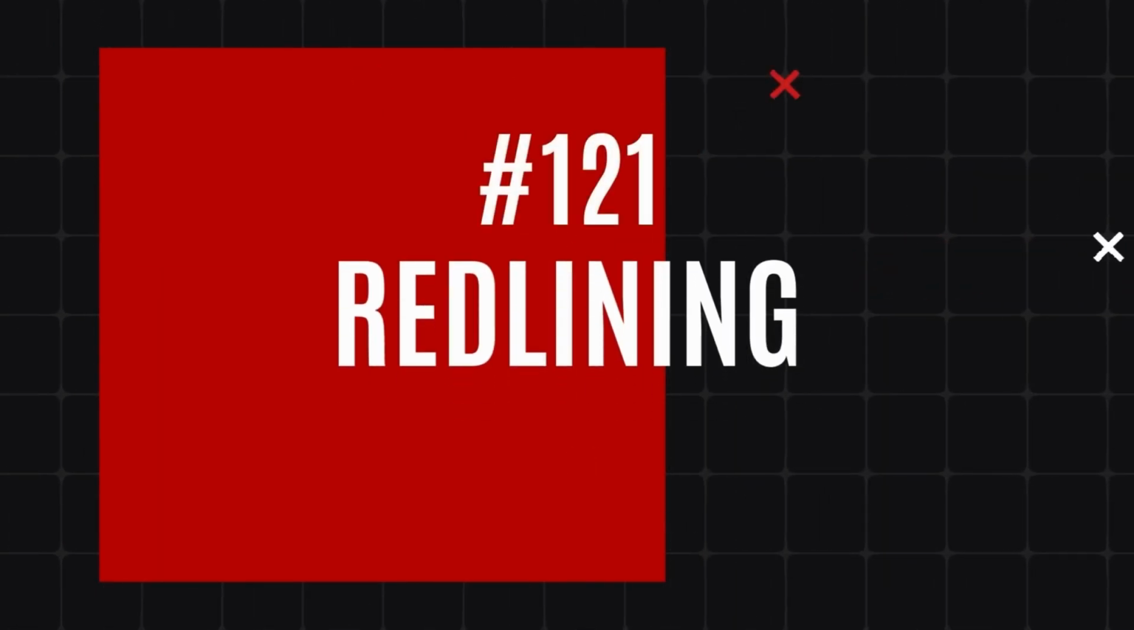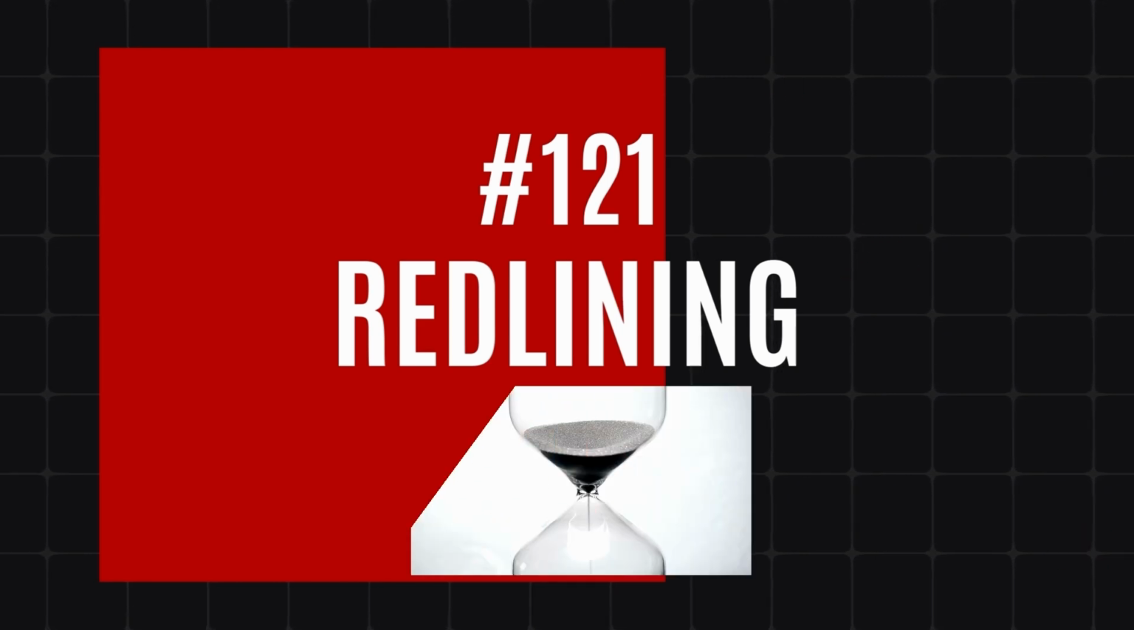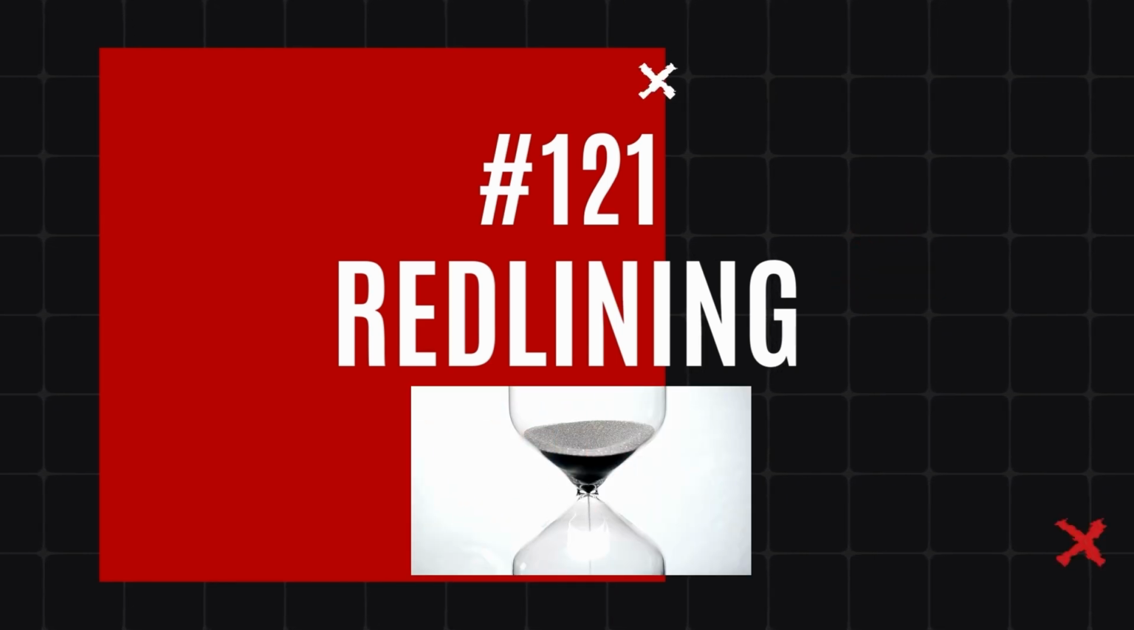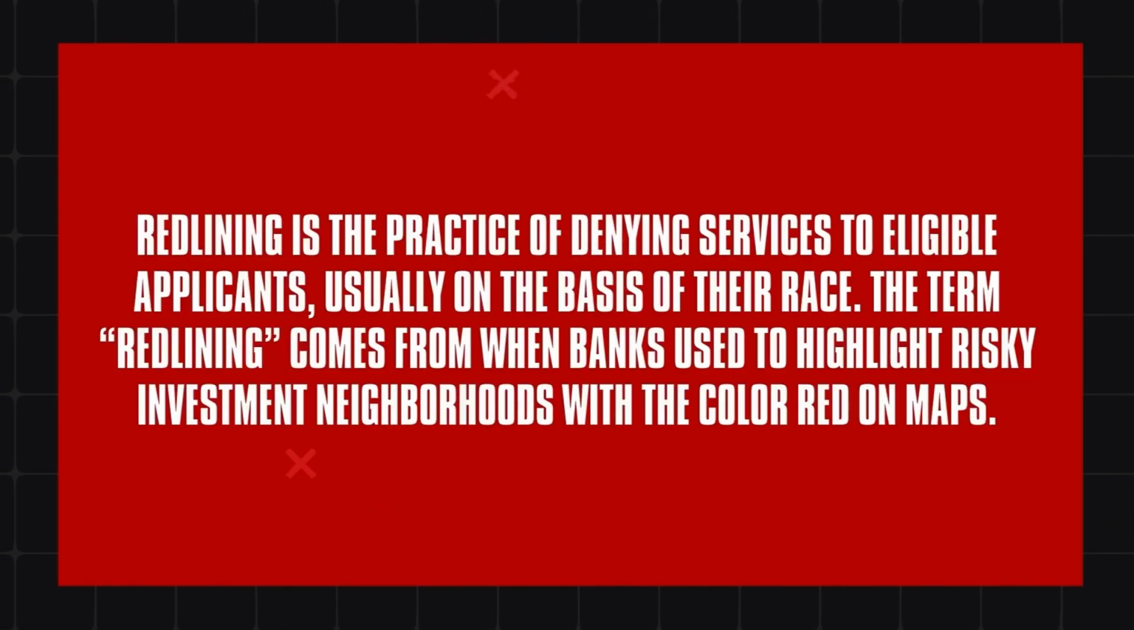Redlining. Take a few seconds and think about it. Redlining is a discriminatory practice in which people, often based on their race, are unfairly denied services like loans or insurance. It originated when banks labeled certain areas as high risk on maps using the color red. Nowadays, redlining is illegal, ensuring a more inclusive real estate environment.